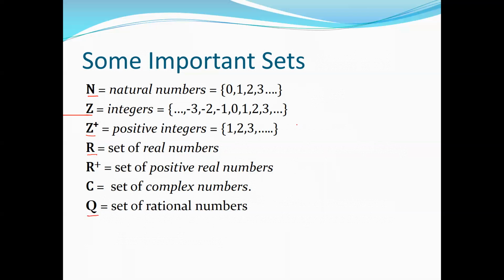Similarly, we have Z minus. You can understand that if Z plus is representing the positive integers, Z minus is representing the set of all negative integers. Similarly, we have R plus, and we have R negative, right? So R negative is the set of all negative real numbers.